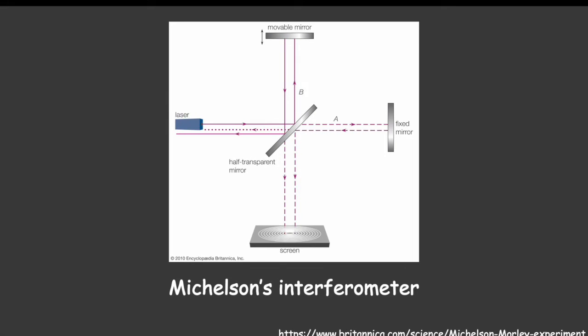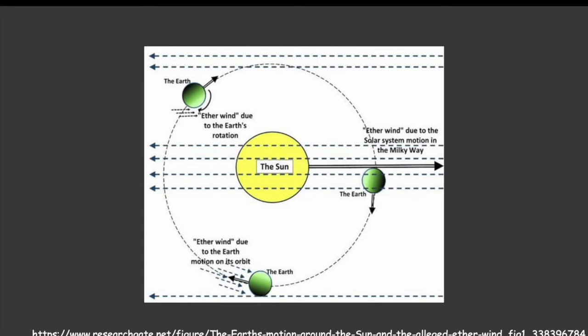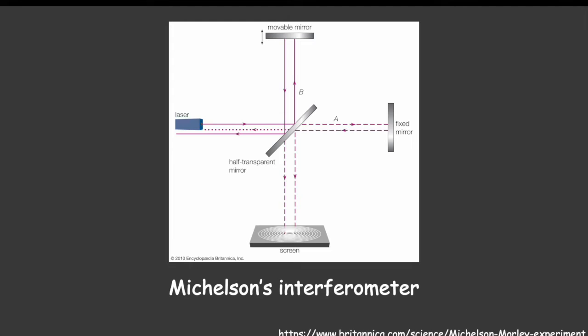To understand the Michelson-Morley experiment, we must first understand the proposed nature of ether. As an object travels through space in one direction, there is an opposing wind, called the ether wind, traveling in the opposite direction to the movement of the object. So, as the Earth moves, there is an ether wind in the direction opposing the movement. Now, let's look into the experiment.